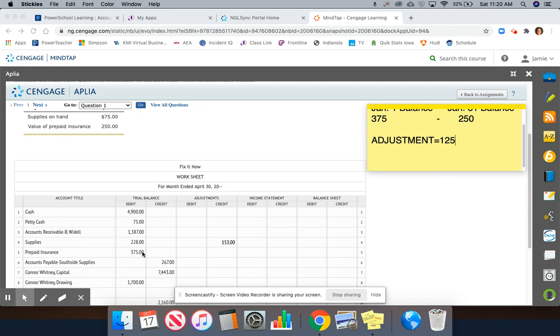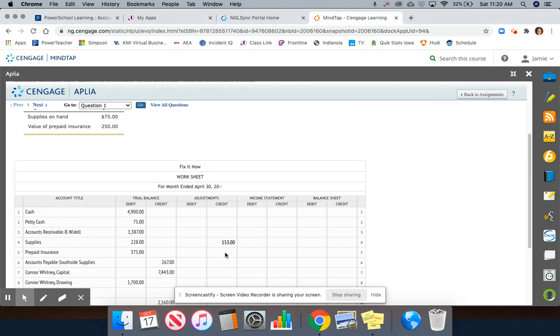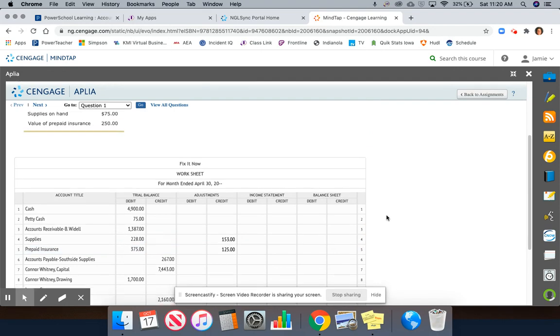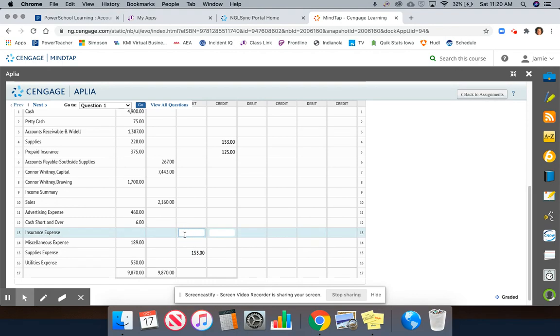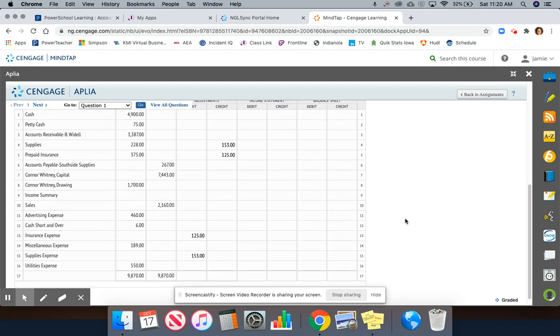So to decrease our debit of $375, we're going to credit our prepaid insurance account by $125. And then we need to come down to our insurance expense and debit insurance expense for $125. That is our actual adjustment.